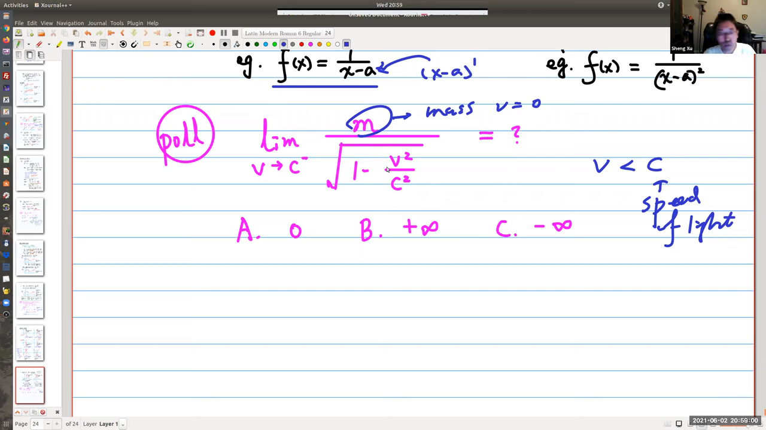So now I have this question here. What happens if this v, the velocity of this object, is approaching the speed of light from the left? And we know we cannot exceed the speed of light, right? So what's the mass of the object as the velocity is getting closer and closer to the speed of light? Can you figure that out? The last poll question for the day. And I give you 1 minute to think about this problem.